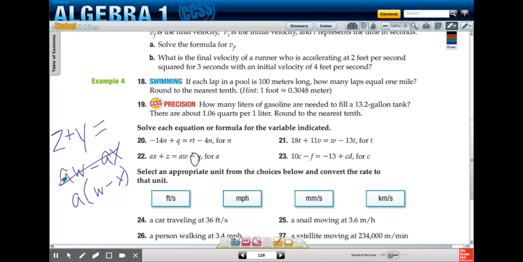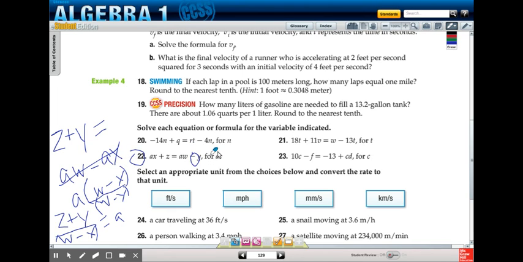Now, to get rid of everything that's being multiplied right now, you would divide both sides by that. And that would look like this. You would get (Z plus Y) over (W minus X), because remember, I'm dividing both sides by this W minus X thing. I didn't put the parentheses in there, but you would end up with Z plus Y over W minus X equals A. So that one is the hardest one.